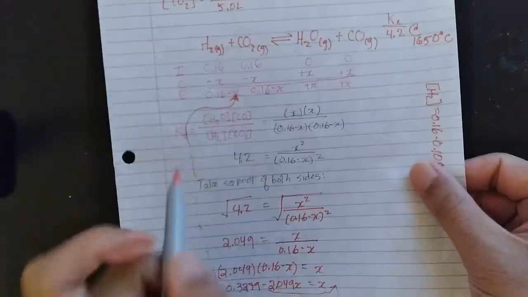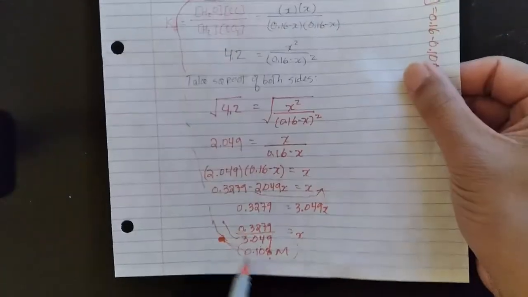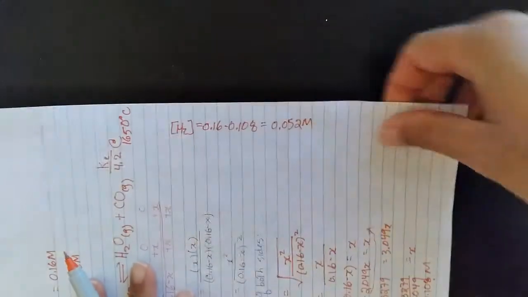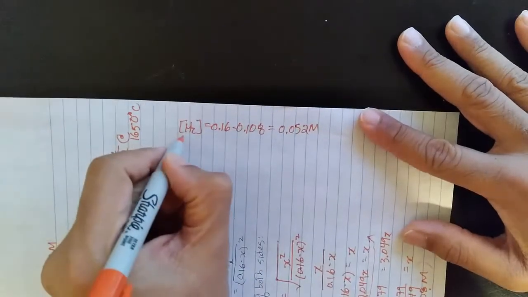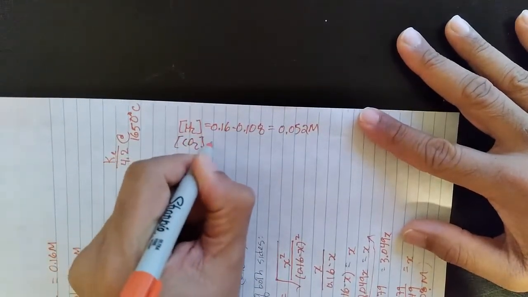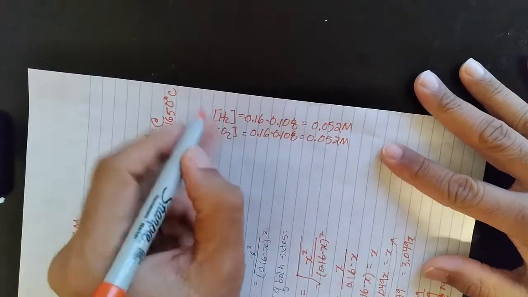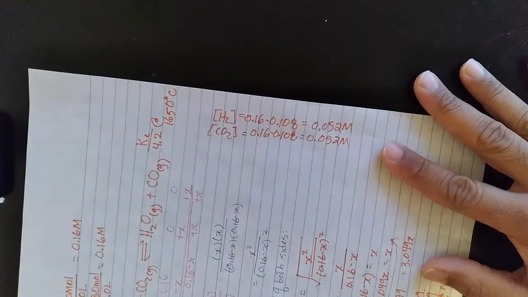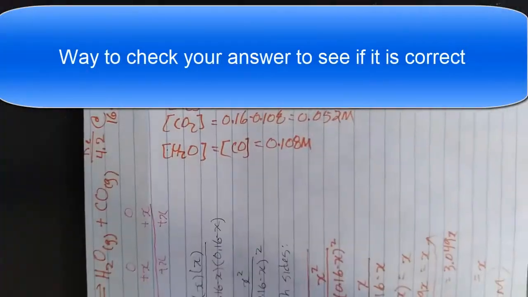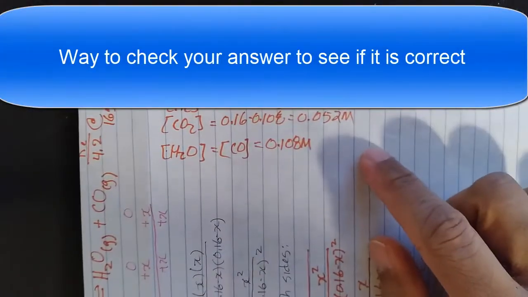It's going to be the same thing for CO2. We're plugging this back in here. So CO2 is going to be the same thing, 0.16 minus x. And then our products are x and x. We already found x as 0.108. So these would be our concentrations at equilibrium. These are our equilibrium concentrations.